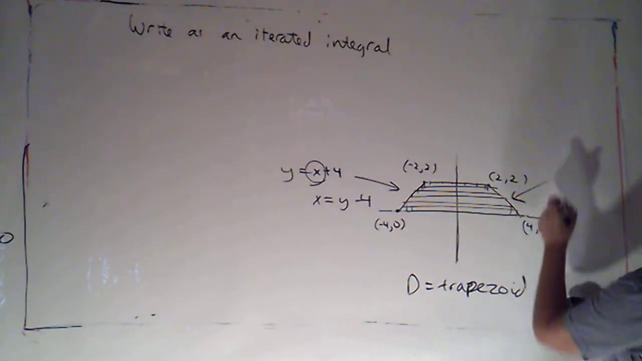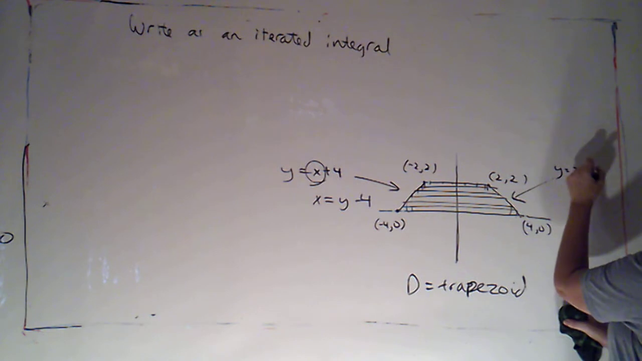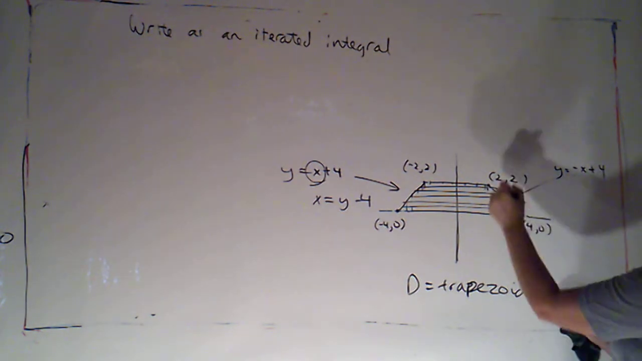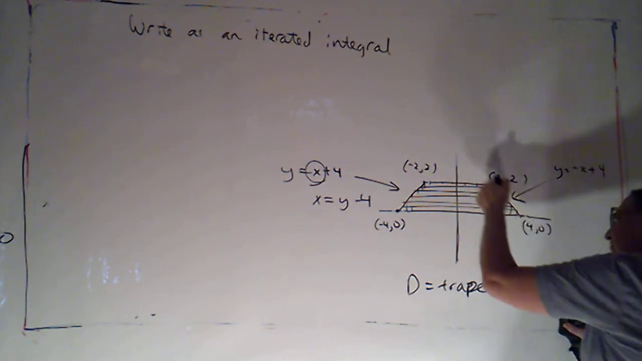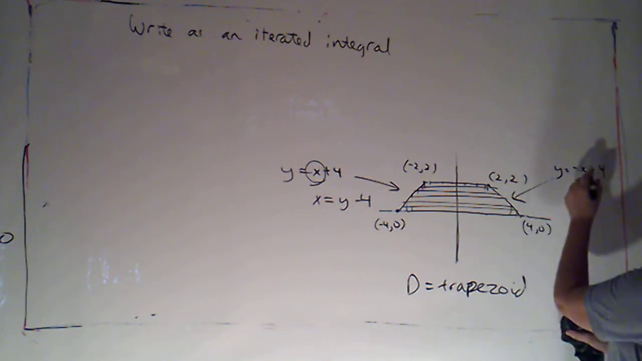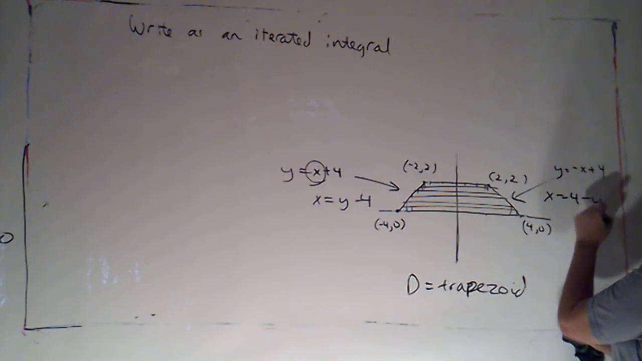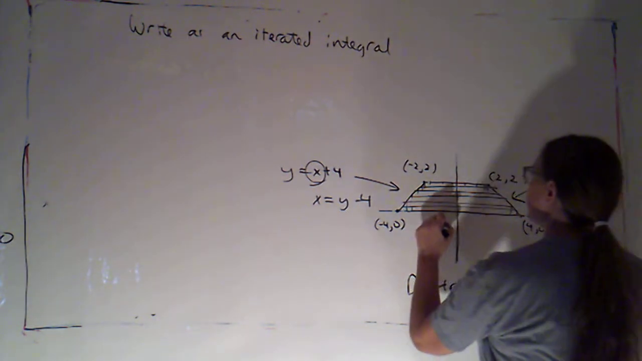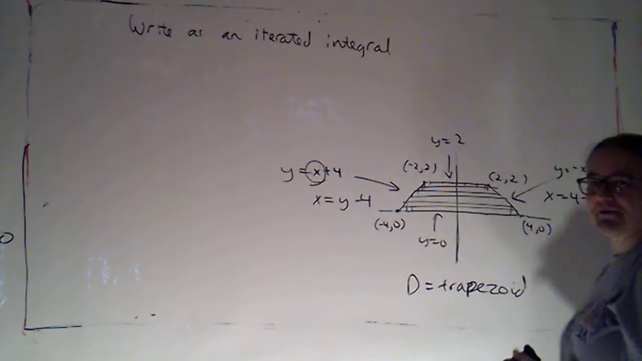All right, over here, looks like this is just y equals negative x plus 4. The slope I can see is negative 1 because we're going down 2 and over 2. And again, I can pretty easily see if I just follow that line back, we'd have a y-intercept of 4. So that's going to mean that x is 4 minus y. All right, the bottom is obviously y equals 0, and the top is y equals 2.